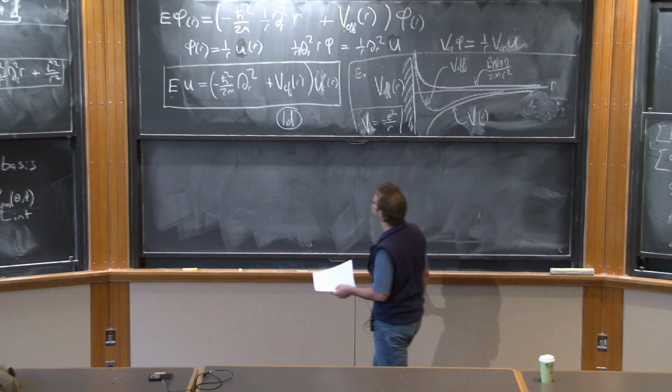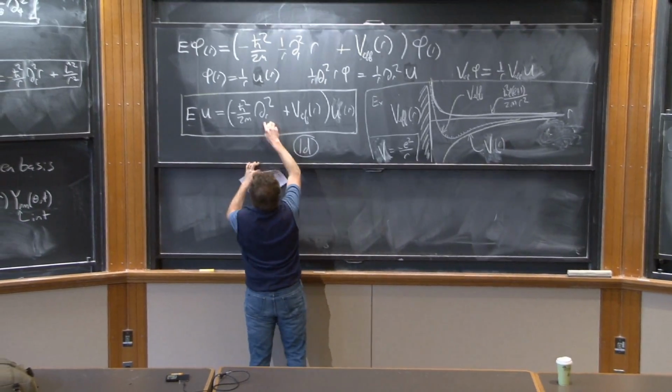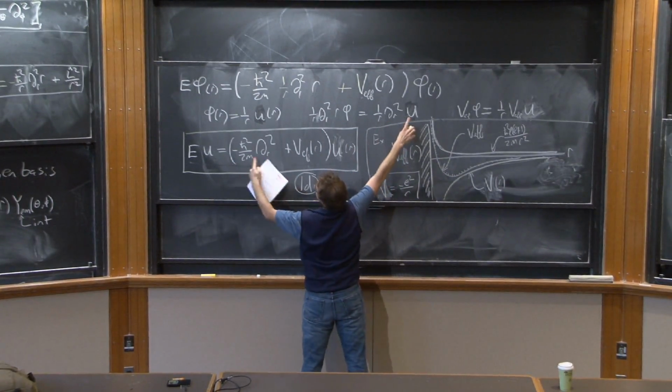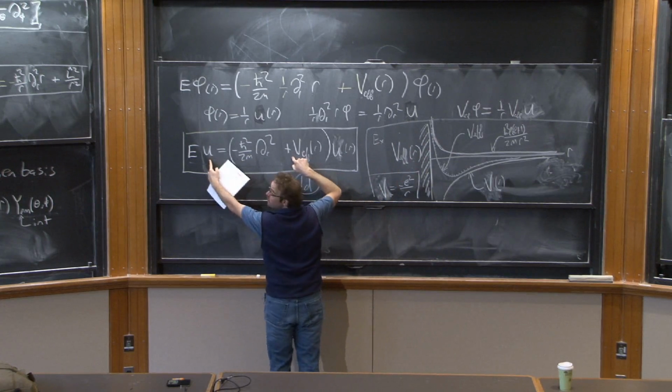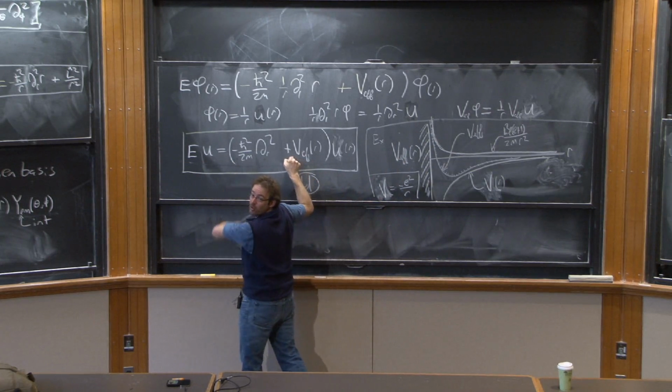Where did the 1 over R go? Oh, good. Remember that the DDR squared term gave us a 1 over R out front. So from this term, there should be 1 over R here. From this term, there should also be a 1 over R. And from here, there should be a 1 over R. So then I'm going to cancel the 1 over R by multiplying the whole equation by R.